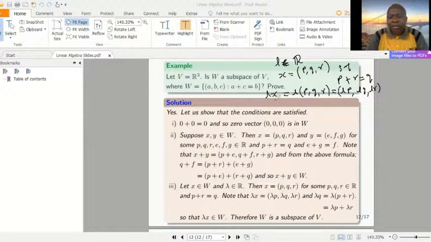Is lambda x in W? Is it in W? For me to show that, I want to show that the second element here is the sum of the first and the third. So let me check the second element.